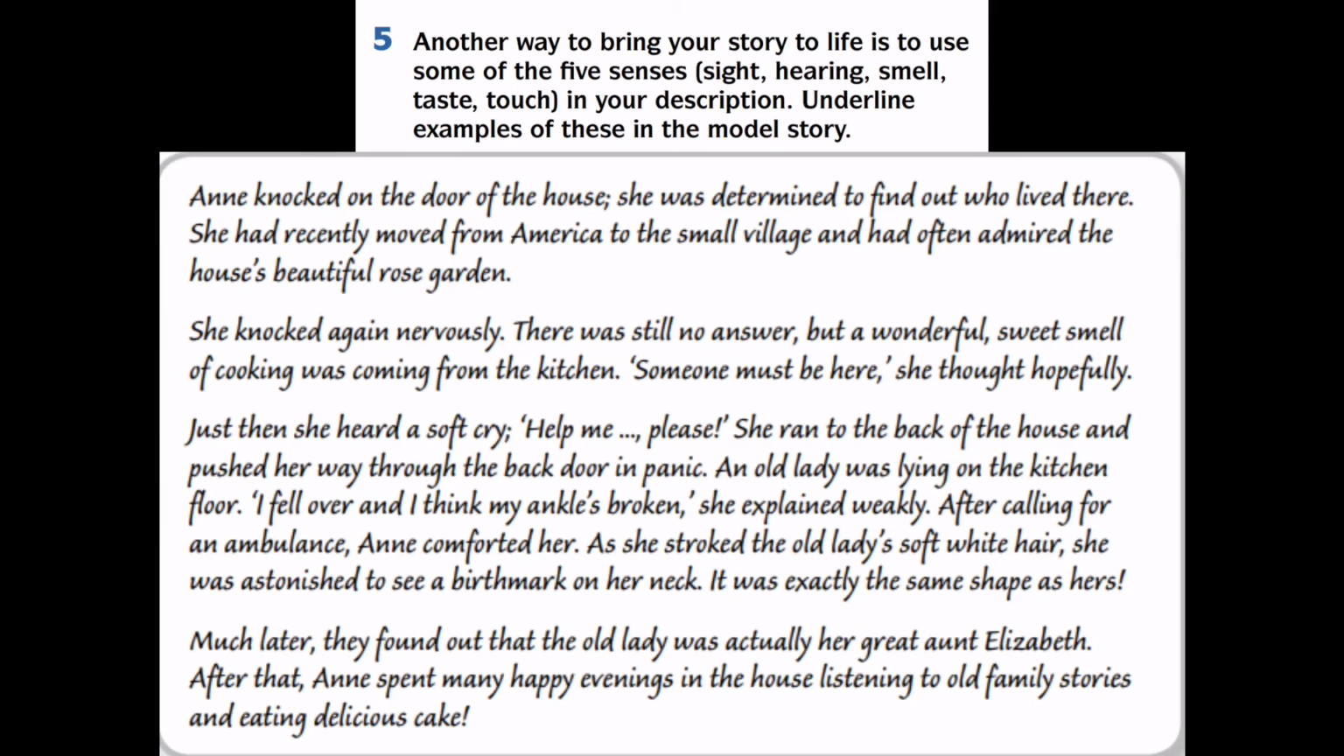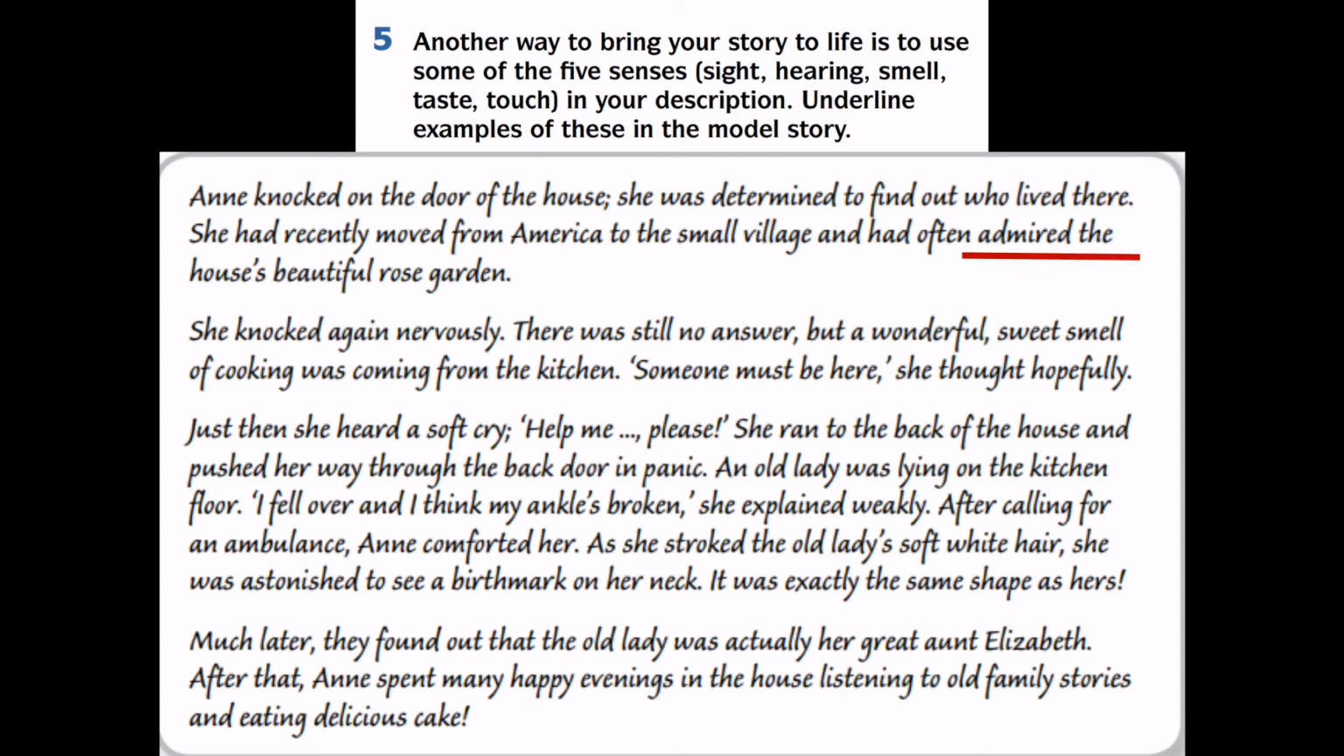Okay, so this is the model story. Now you have to think about the five senses: sight, hearing, smell, taste, and touch. Okay, so pause the video so that you have some time to think about the five senses that the writer put inside this model story. Pause the video first. And if you are ready, let's continue.